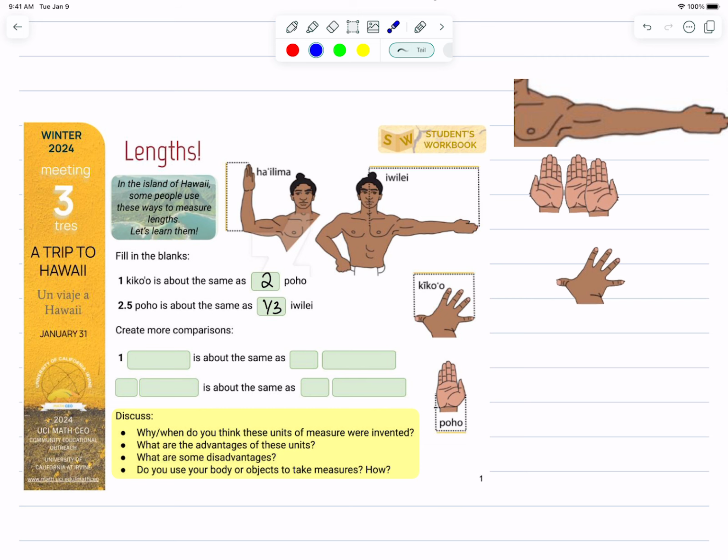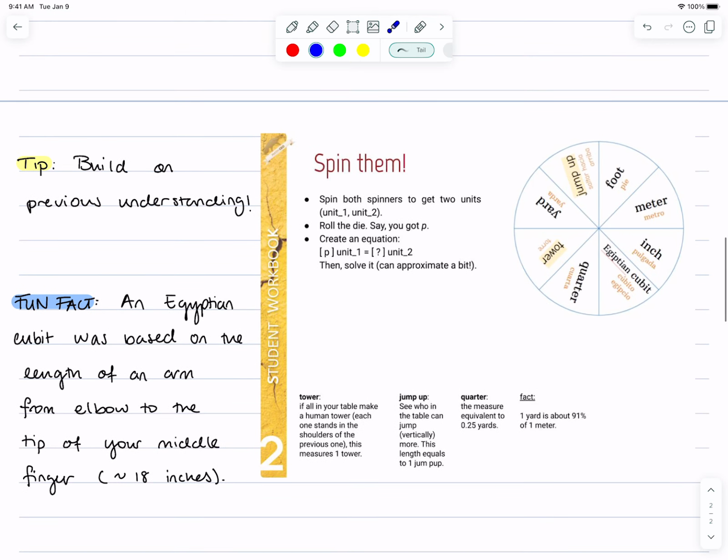Okay, once we've done this first page, you'll move on to the next one, which is where you're going to use a spinner. And this is building off the spinner activity that we would have done in the previous week. And so when you're doing this spinner activity, it is good to refer back to that activity to really build on previous understanding for this. So the activity is going to go similarly to the previous one. So you're going to spin your spinner and you're going to get some units. And if you get the same unit twice, just re-roll. Then you roll a die to say what your P is.